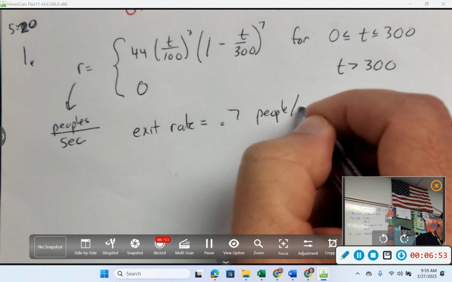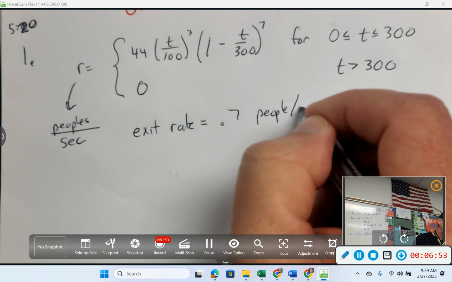There are 20 people in line at time 0. So P at 0 equals 20. Okay, so I've got three different things going on here, and I need to be super careful. R is the enter rate. I guess I'll call E enter and exit, both start with the same thing, so I just need to be extra careful here. R is the entering rate, E is the exiting rate, and P is how many people are actually standing in line. So I've got some equation for how many are joining the line, I've got an equation for how many are exiting the line, and I know that at time 0 we're starting with 20 people in line.